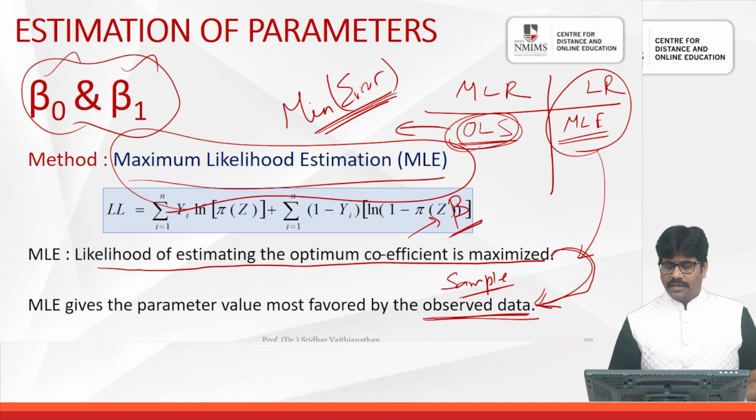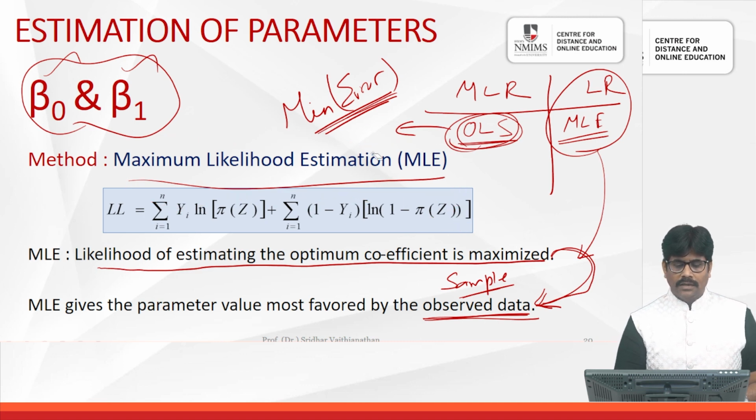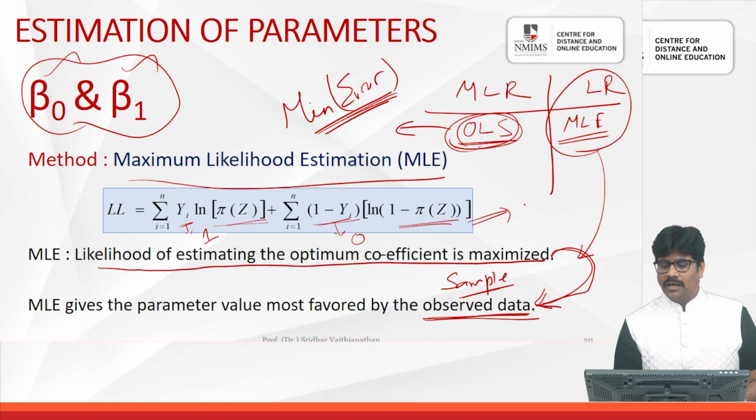Now, those of you who are interested in the formula, this is the formula for you. We call it the log likelihood. The log likelihood is a function of the summation from i equal to 1 to n, the sample size, of yi, which is the value associated with the success class, times ln of pi of z, which is your logistic function, plus 1 minus yi, which is your non-success class, times ln of 1 minus pi of z. When we maximize this log likelihood function, we get the best estimates of beta naught and beta 1.